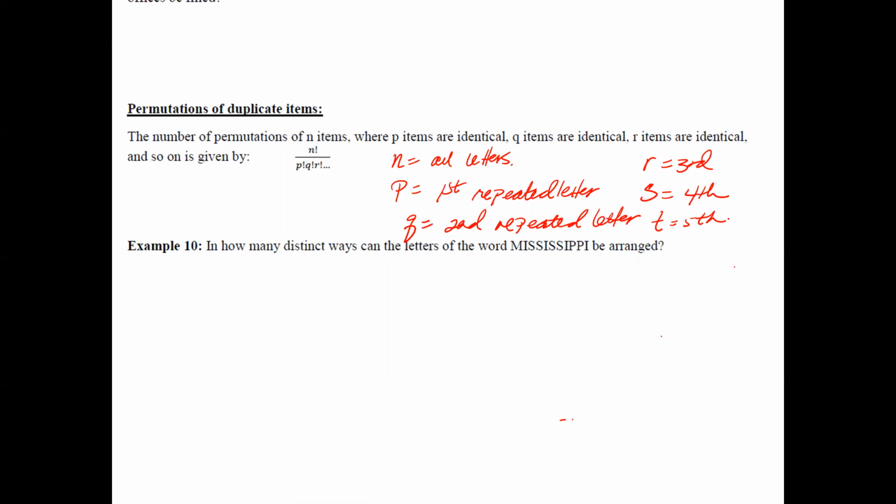So example 10 is how many different ways can we go ahead and write the word Mississippi, and how many different ways can it be rearranged? Well, you could try to rearrange the letters in different orders, but that's going to take you literally forever, and I don't really want to do that. So let's use this fancy little formula so we can figure out how to do this.